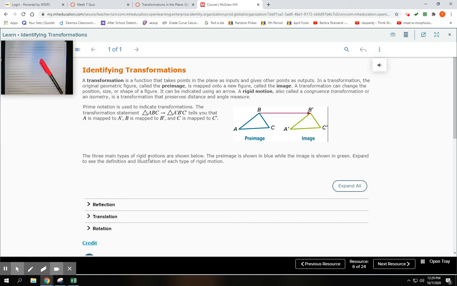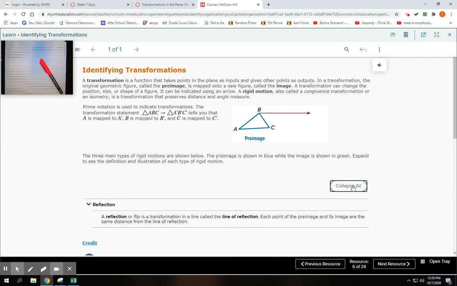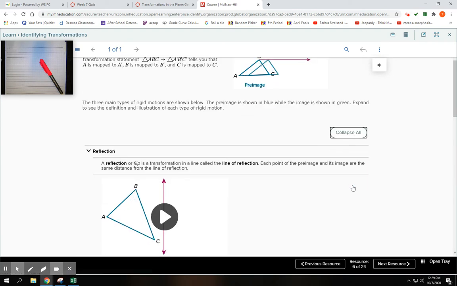The three main types of rigid motions are shown below. The pre-image is shown in blue, while the image is shown in green. Expand to see the definitions and illustration of each type of rigid motion. So here we have the three that we just talked about: reflection, translation, and rotation.